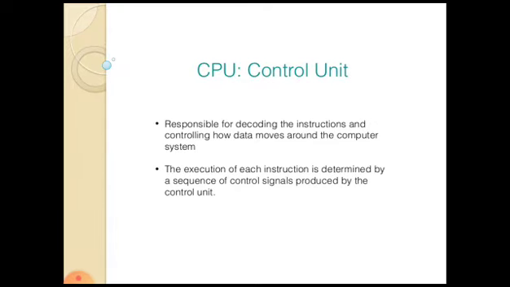Means everything happening in the computer systems, like data transferring and instruction execution, all these are controlled by the control unit. So the control unit is responsible for this operation, and the execution of each instruction is determined by a sequence of control signals produced by the control unit.